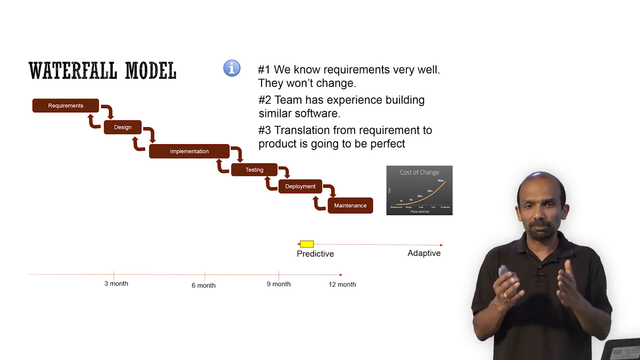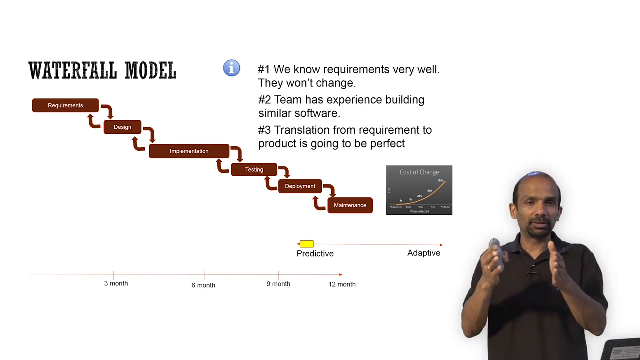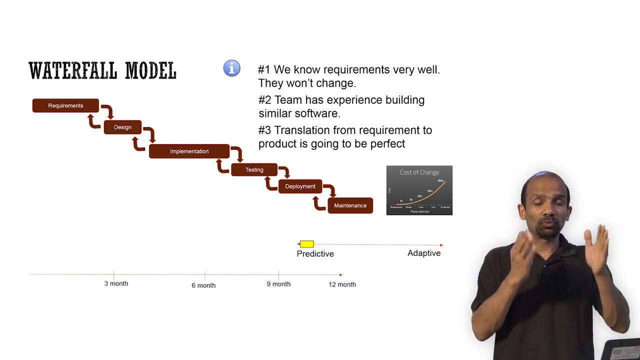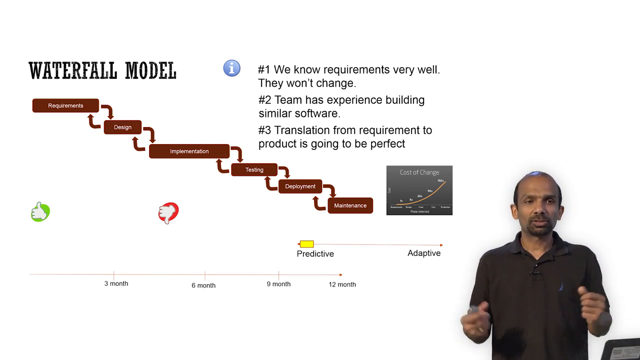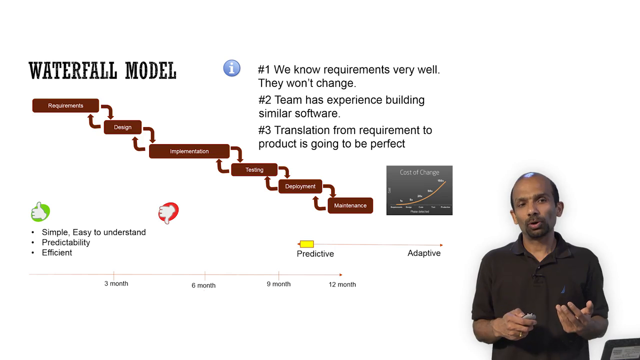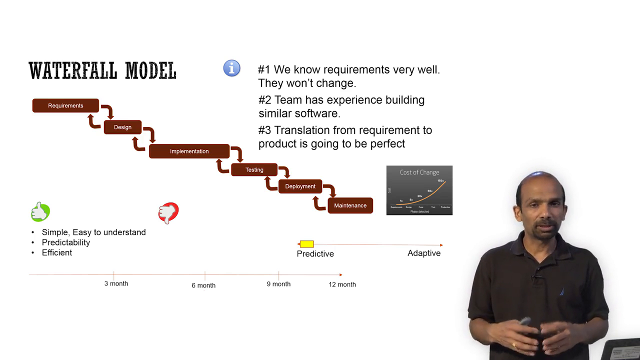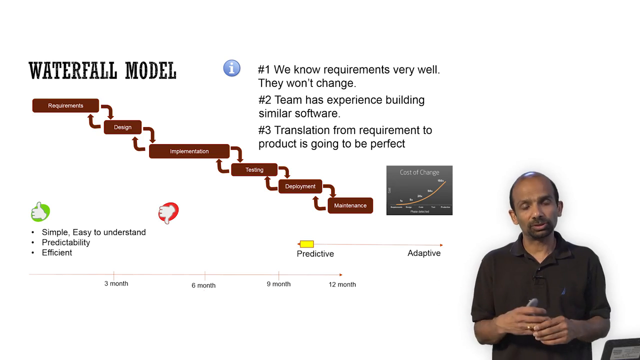In terms of the predictive and adaptive scale, as you can see, this model is a very predictive model because you don't start until your requirements are done, then you design, and so the requirements have to be known very clearly upfront. So what are the pros and cons of this model? If you think about the pros, it's a very simple and easy to understand model. Pretty much anybody will be able to say, yep, this makes sense. It's very straightforward and logical.